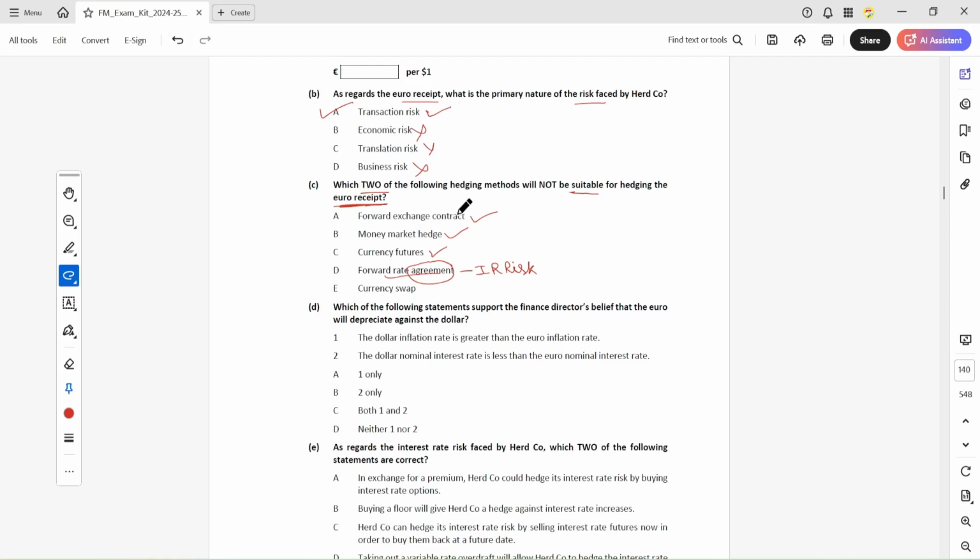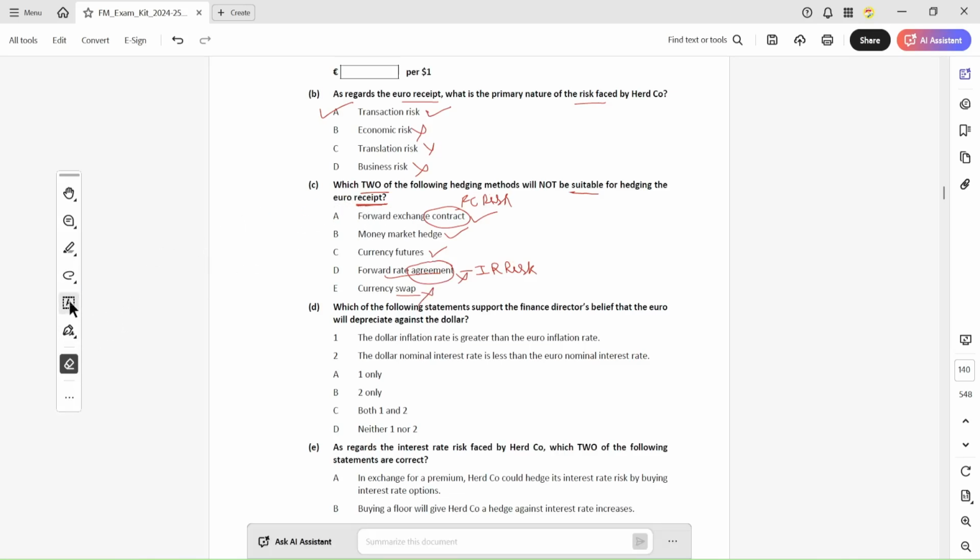Remember, students generally get confused between these types of questions because they test knowledge of both foreign exchange risk and interest rate risk. The forward exchange contract is for foreign currency risk management, and the forward rate agreement is for interest rate risk management, so this is not useful here. Currency swap is for interest rate risk. So these two of the following methods are not suitable.